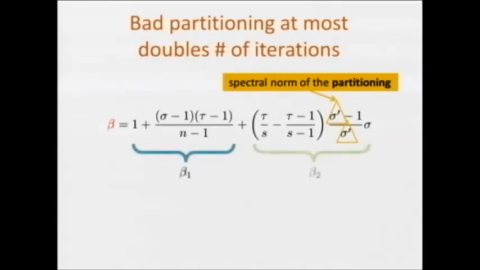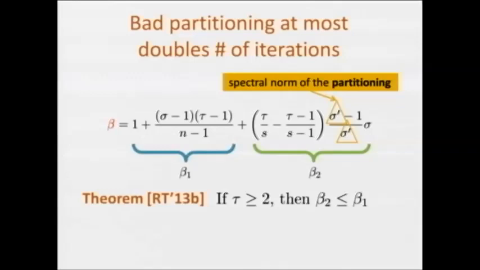Well, beta 1, beta 2, fortunately, if tau is at least 2, which of course, if you have a distributed algorithm, you don't want each node to update one coordinate at a time. You want them to update as many as they could, subject to communication not being too large, too much, right? Then beta 2 is at most beta 1.